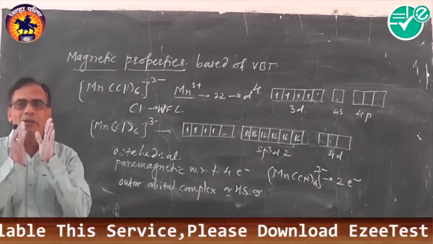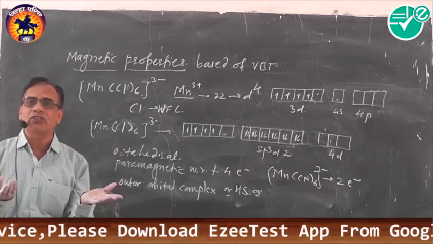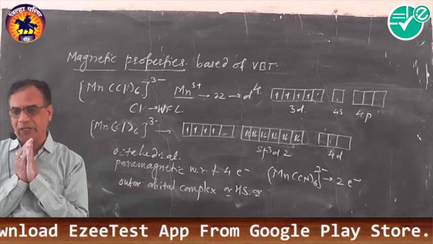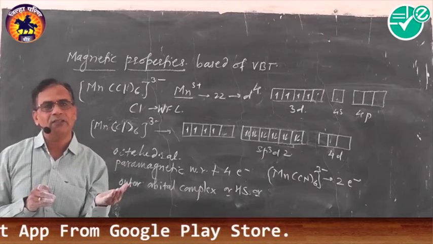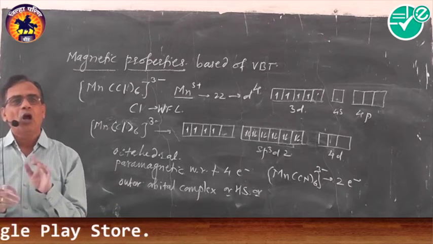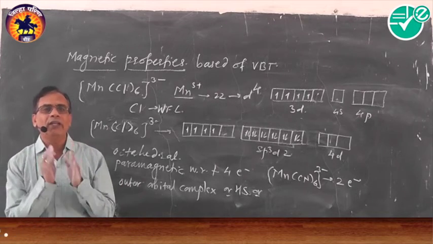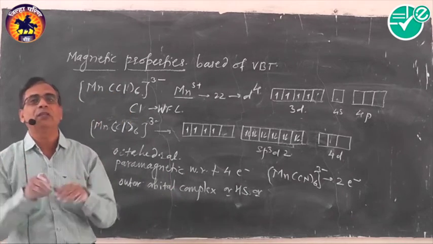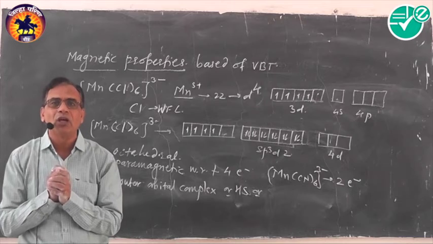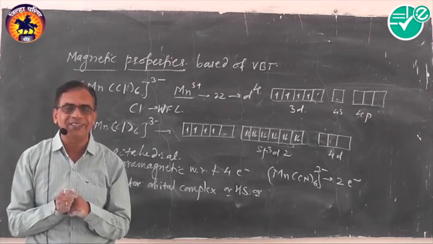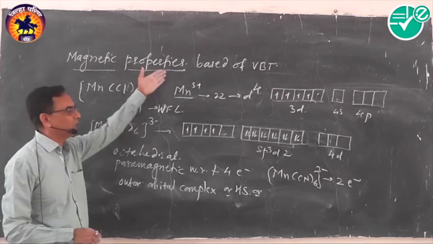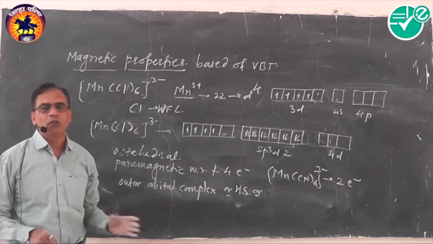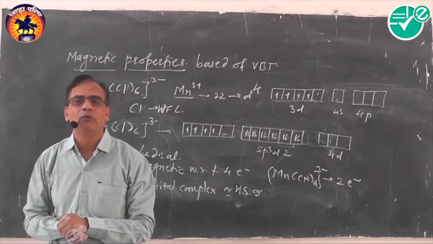Remember one thing, the same metal ion with different ligands shows different magnetic behavior. Some are less paramagnetic, some are more paramagnetic, or if one is paramagnetic, another may be diamagnetic, and these differences in the magnetic properties and other properties of the complexes are explained on the basis of VBT. So this is about the magnetic properties in VBT.